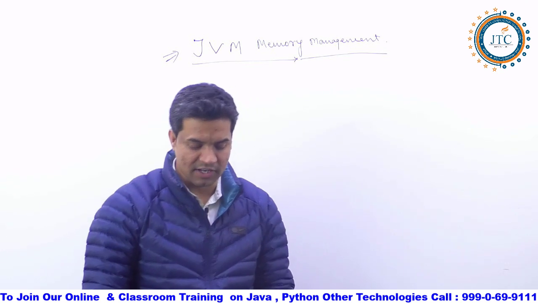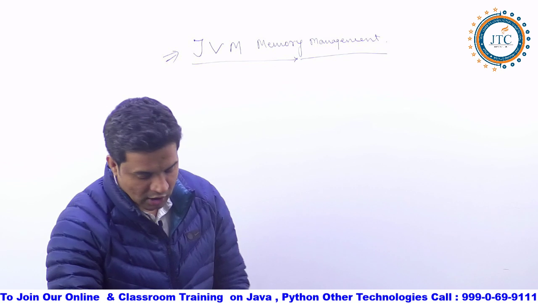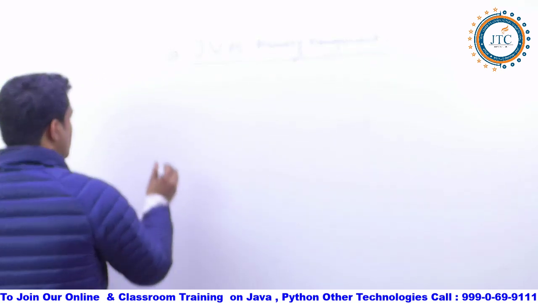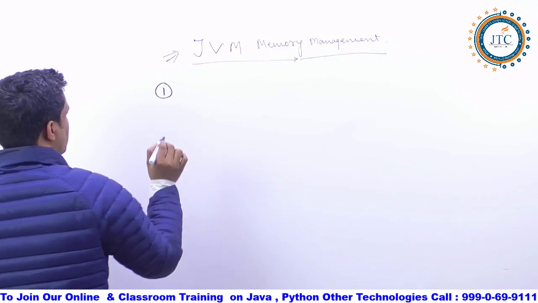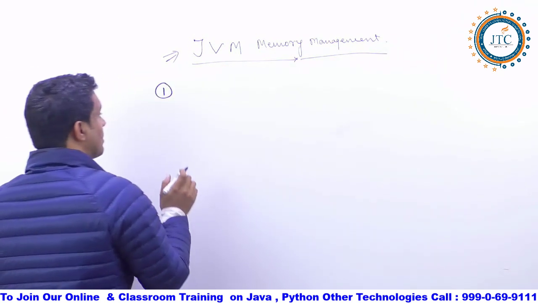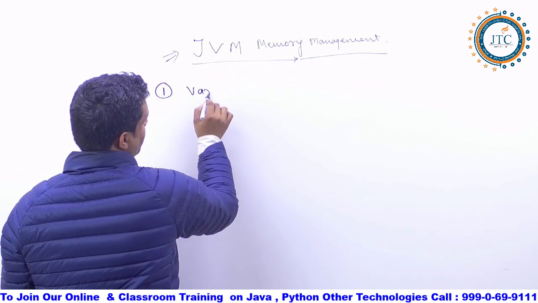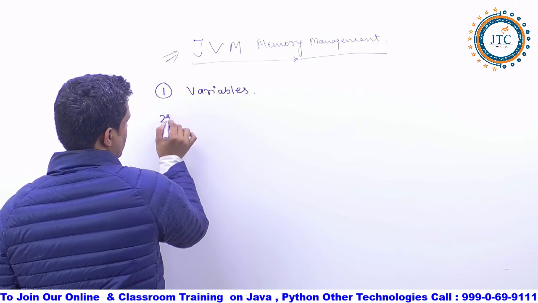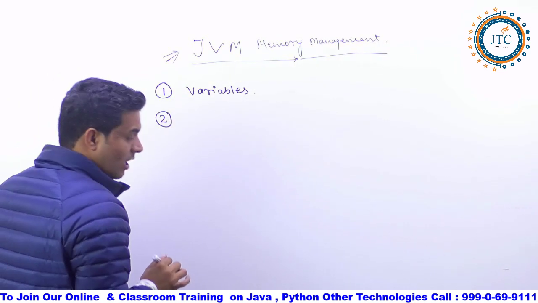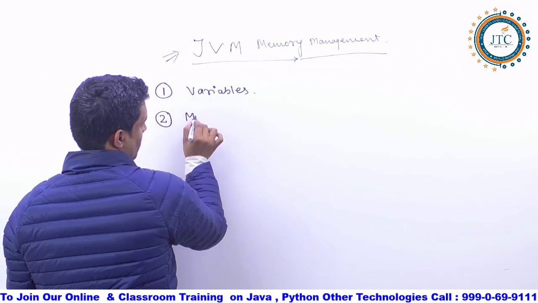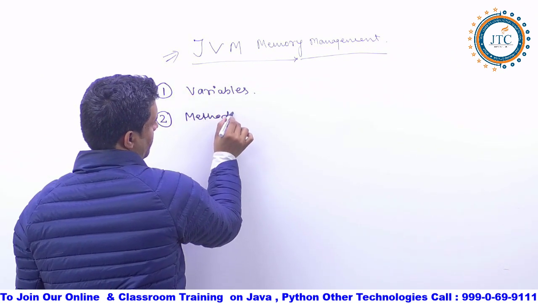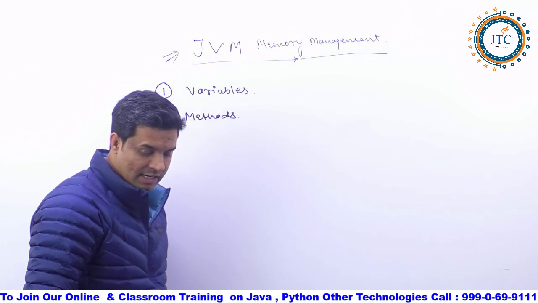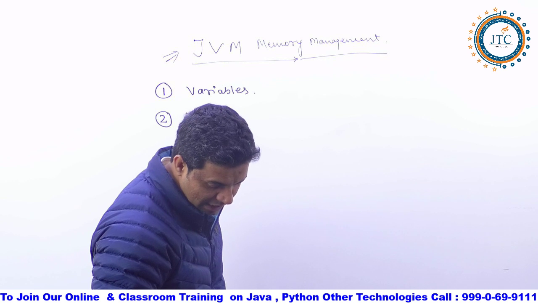Before starting JVM memory management, let's see what we have already discussed. First, we have seen a topic called variables. Variables we have discussed. Second, we have talked about methods. We have seen what exactly methods are and what the use of a method is.